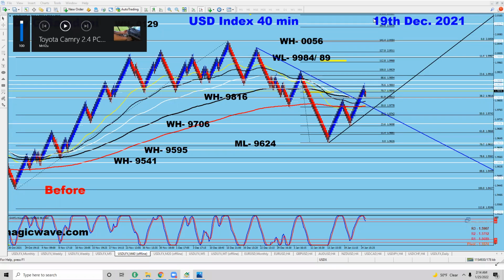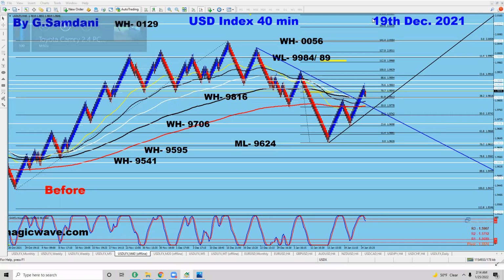I'm making this small video about the US dollar index and some creative harmonic pattern strategies. So let's get started. This is the US dollar 40-minute chart, the US dollar index, right? And this is how my Renko candles and the chart look.